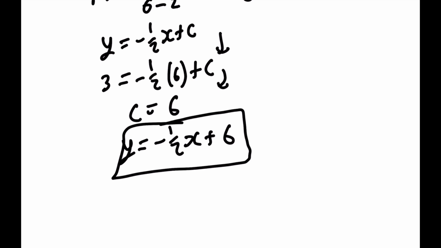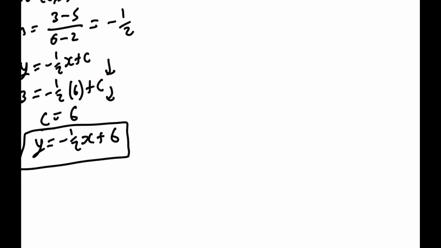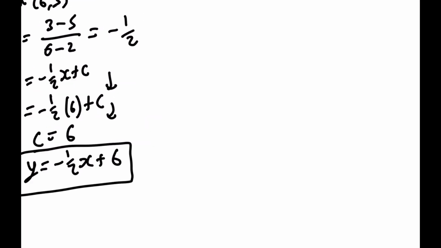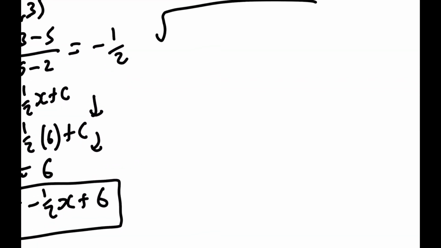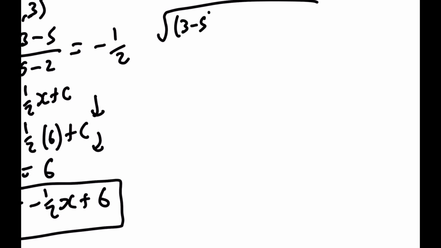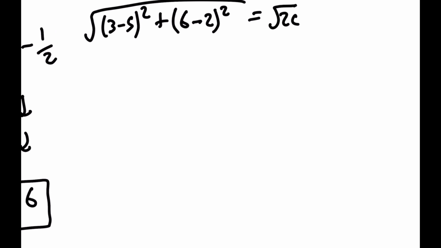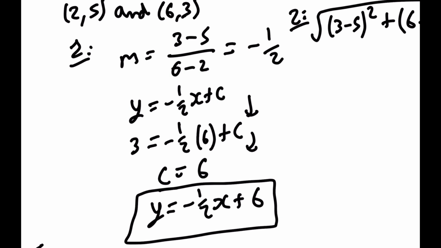That's the equation of the line. And now if we want to find the length between these 2 points, what we do is, from before, square root of changing y squared plus changing x squared. So changing y squared was again 3 minus 5 squared, and changing x was 6 minus 2 squared, and we will get root 20. So that's the length, so that's part 2, and this is part 1.